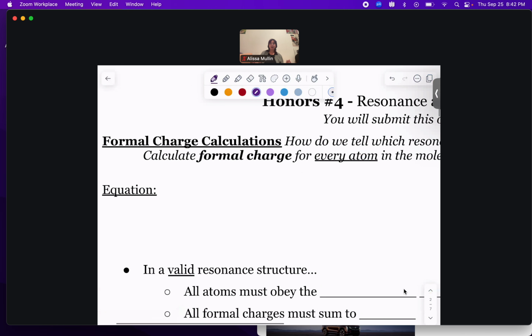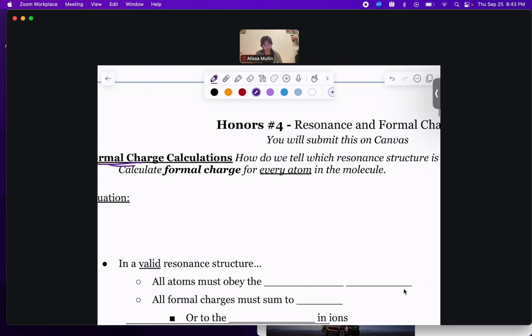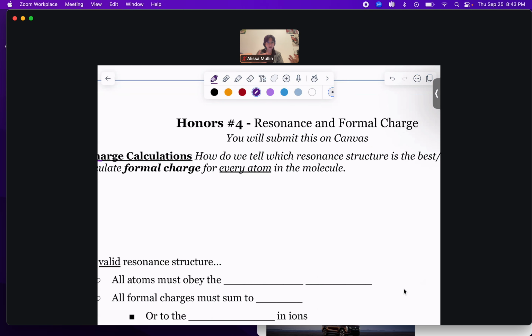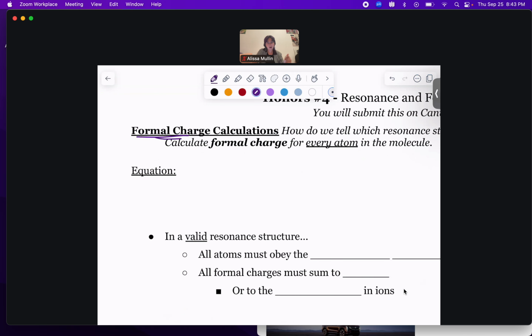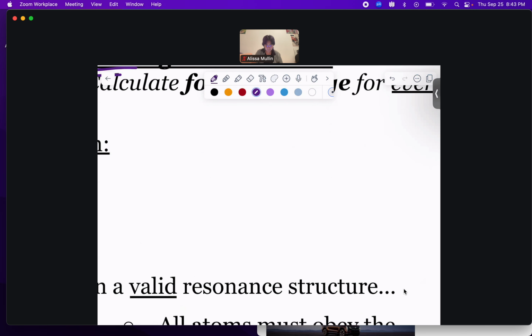So one might ask, which one is the best one? Which one is the most favorable? And so what you're going to do is check something called formal charge. And I'm going to give you a little formula. And what we're going to have to do is check our formal charge for every single atom in our molecule. And we'll compare structures after doing that, and we can tell which one is best. So there are more complicated versions of this formula. For this class, let's keep it simple. The formal charge of an atom.